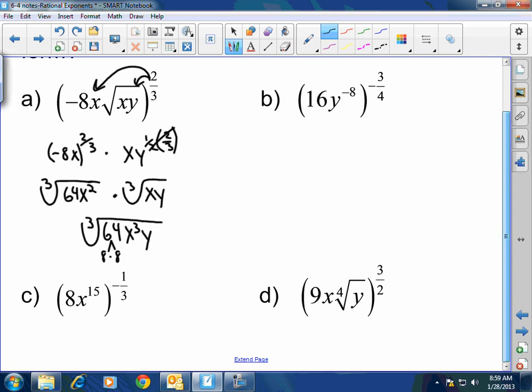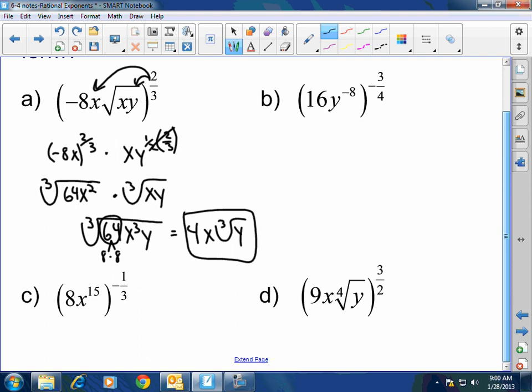And the cube root of 8 is 2. So this is going to give me 4x times the cube root of y, which is left over. For anyone savvy out there, you could have also known that the cube root of 64 is 4 right off the bat. The x cubed comes out as the x, and I'm left with the y. All right, next.